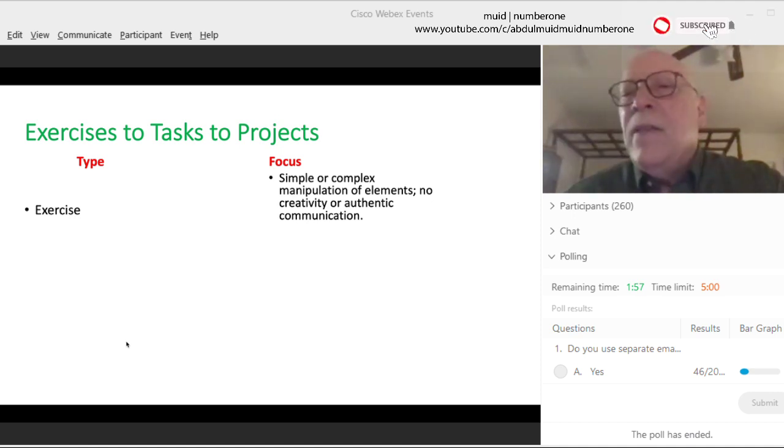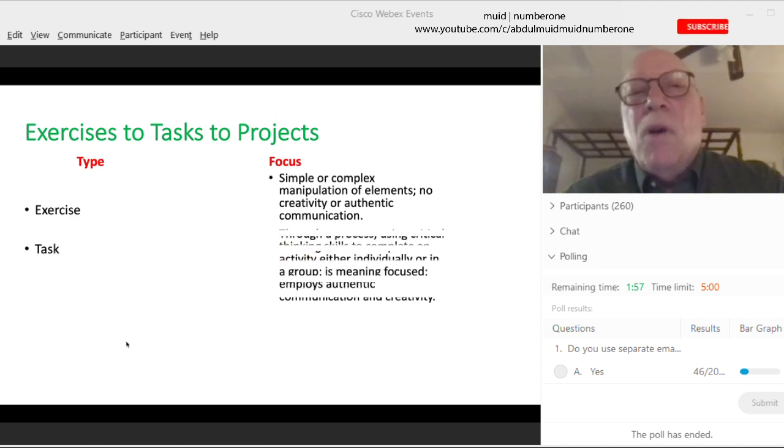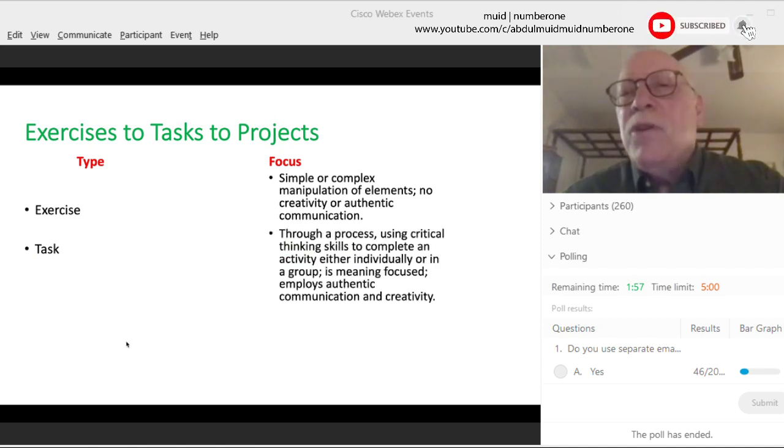Exercises are good. They're good for developing a foundation, but they should be kept to a minimum because exercises don't lead to very strong literacy in English. So most of the work that you could give them or should give them would be through tasks.